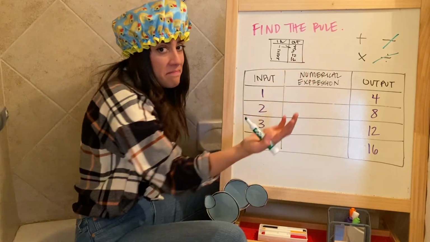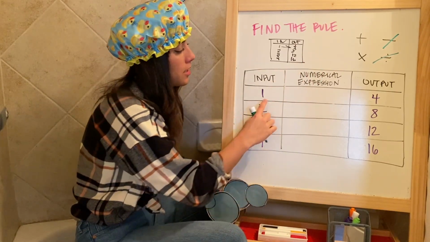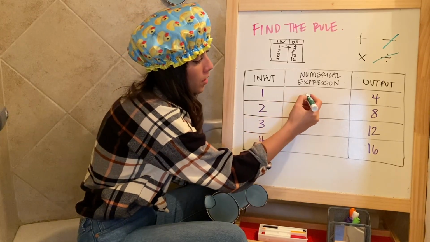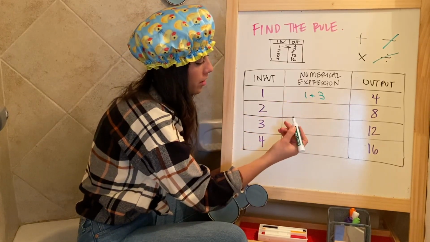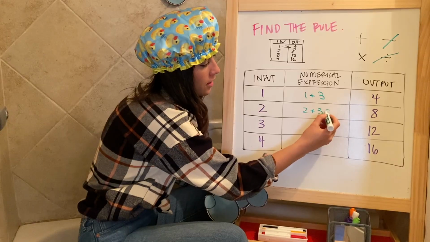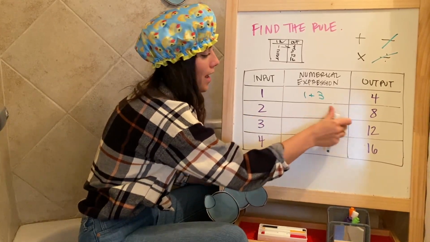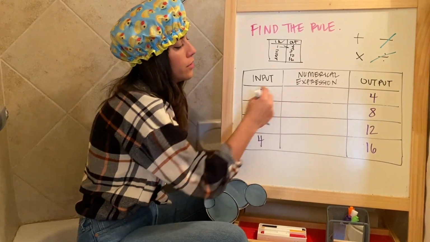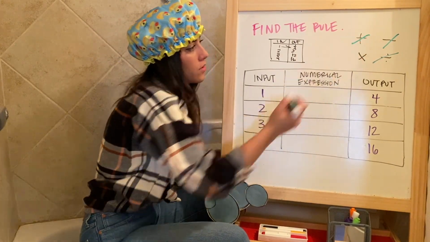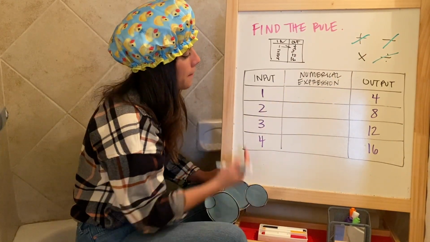So let's try adding. Maybe it's addition. 1 plus 3. Okay, if I did that, it gives me 4. 2 plus 3 gives me 5. That doesn't work, because the rule has to be the same all the way down. So it's not adding, so I have to figure out what it's multiplying.